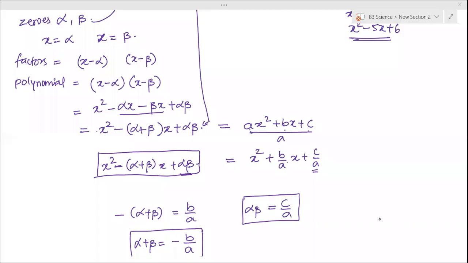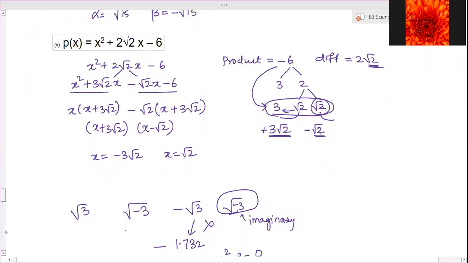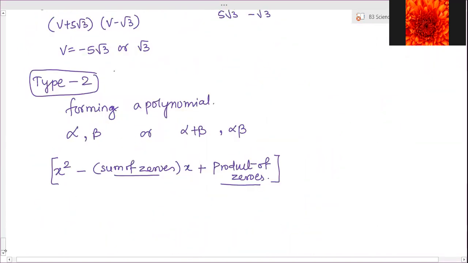Able to understand? Yes, ma'am. So forming the polynomial, you have to use that format directly. You are not supposed to show anything.